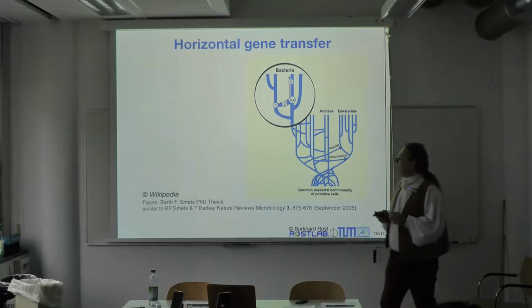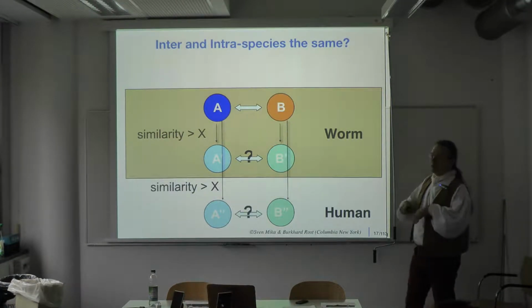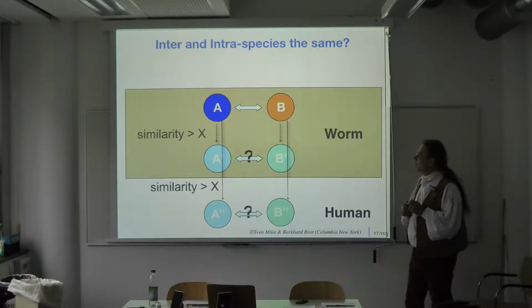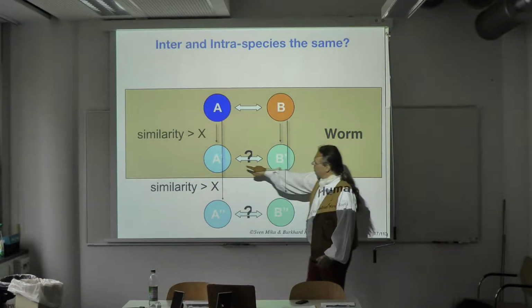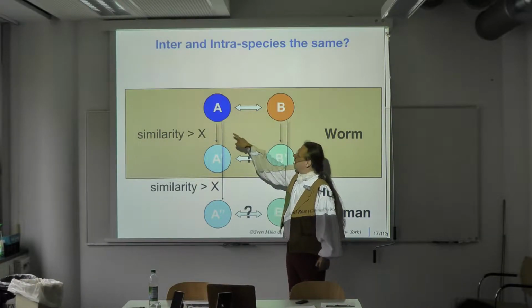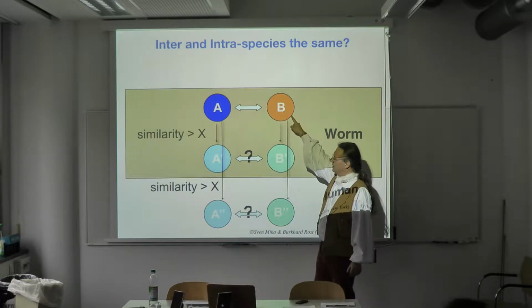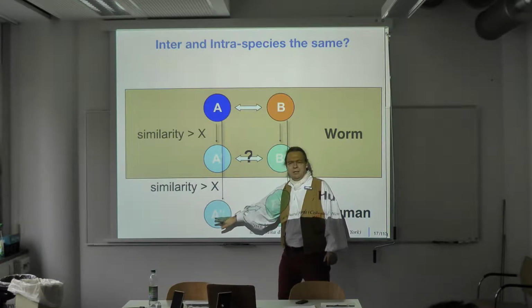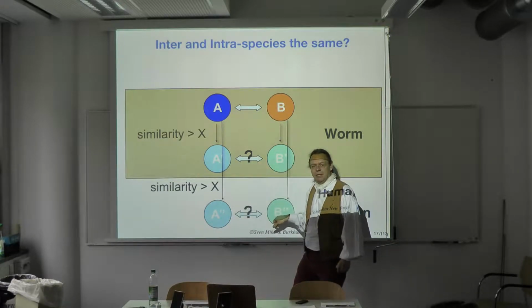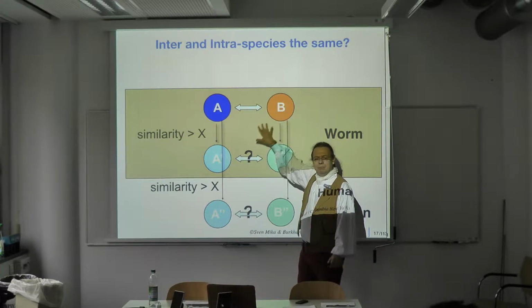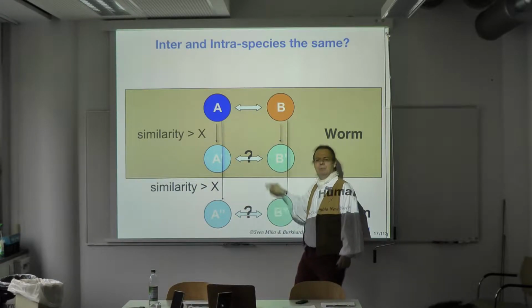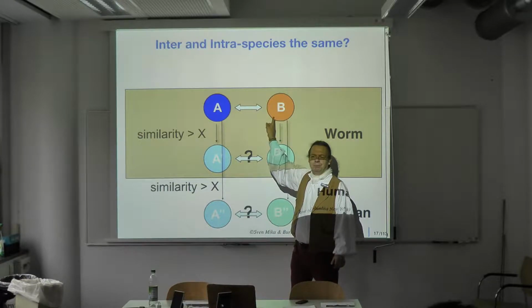Okay. Now, let's get back to the story of the homology-based inference and make it slightly more complicated. So what I showed you is the data for A prime and A, B prime and B. Now let's assume we have another set of homologs, or similar proteins, A2 prime, B2 prime. But A prime and B prime are in the same species, and A2 prime and B2 prime are in different species than A and B.